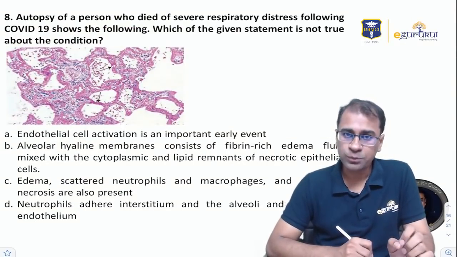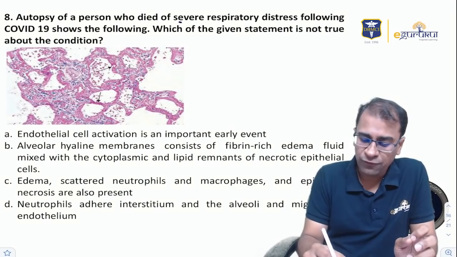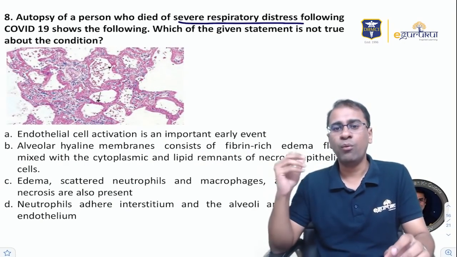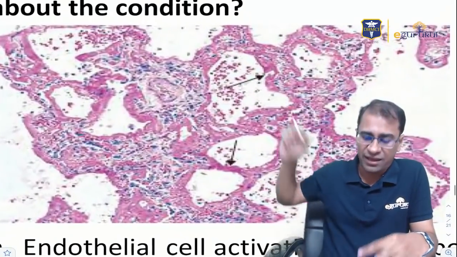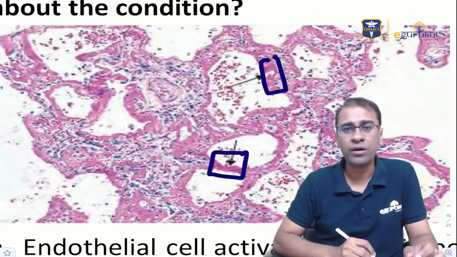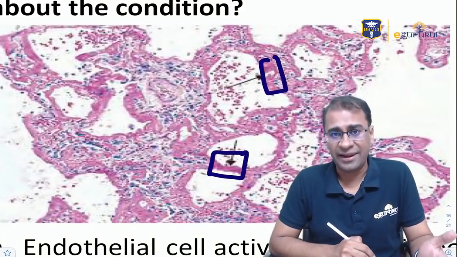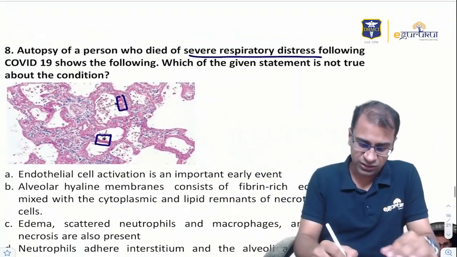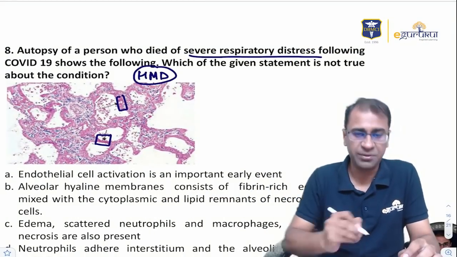8th, autopsy of a person who died of severe respiratory distress following a COVID-19 infection shows the following. What you see here are alveoli, and look at the arrow marked areas. These arrow marked areas are all hyaline membranes. You see this to be hyaline membrane disease, HMD.